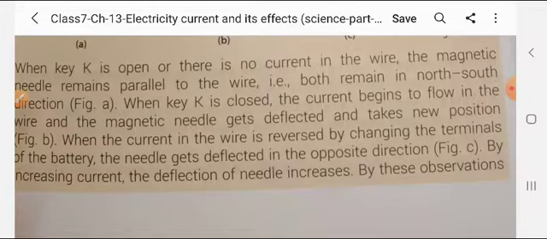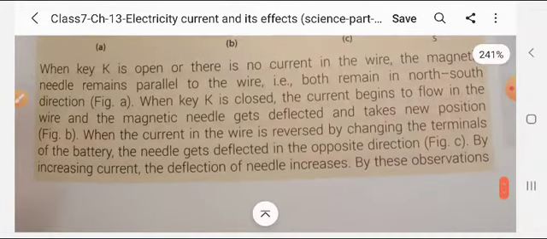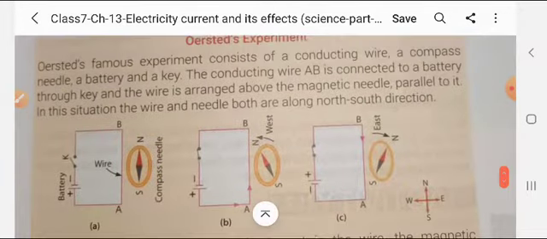In the case of the battery, the needles get deflected in opposite directions. Now the needle, as the flow of current gets reversed. First, suppose that from left to right it was going, now it is going from right to left. So in that condition, the deflection of the magnetic needle will also change its direction.